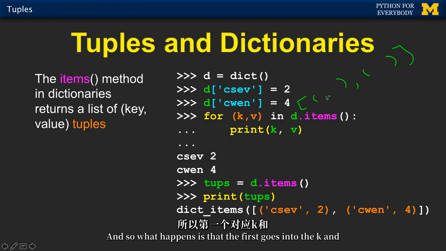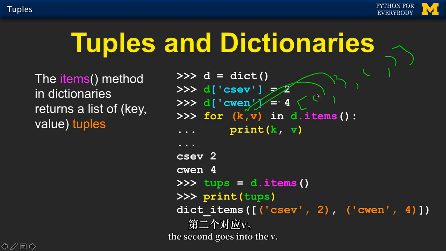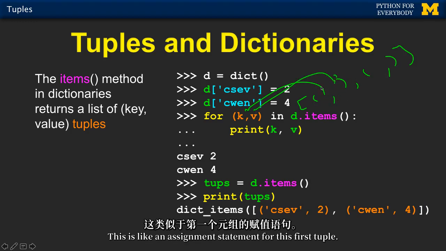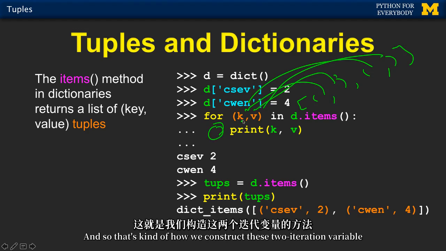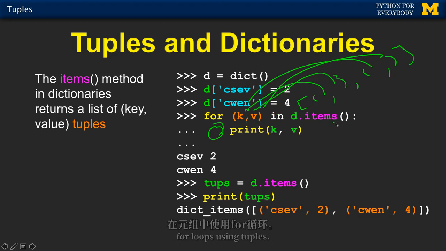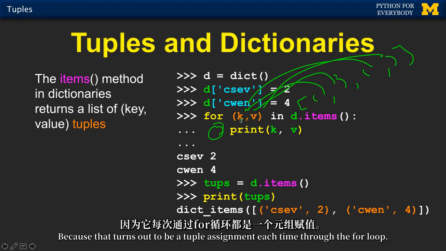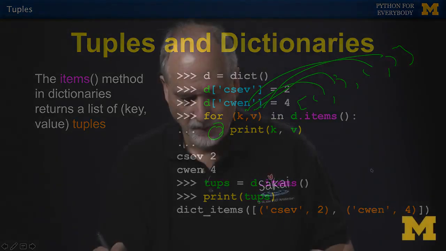And so what happens is the first goes into the k and the second goes into the v. This is like an assignment statement for this first tuple. Then it runs the loop, and then the second one gets put in the k and the v, then it runs the loop again. And so that's kind of how we construct these two iteration variable for loops using tuples, because that turns out to be a tuple assignment each time through the for loop.